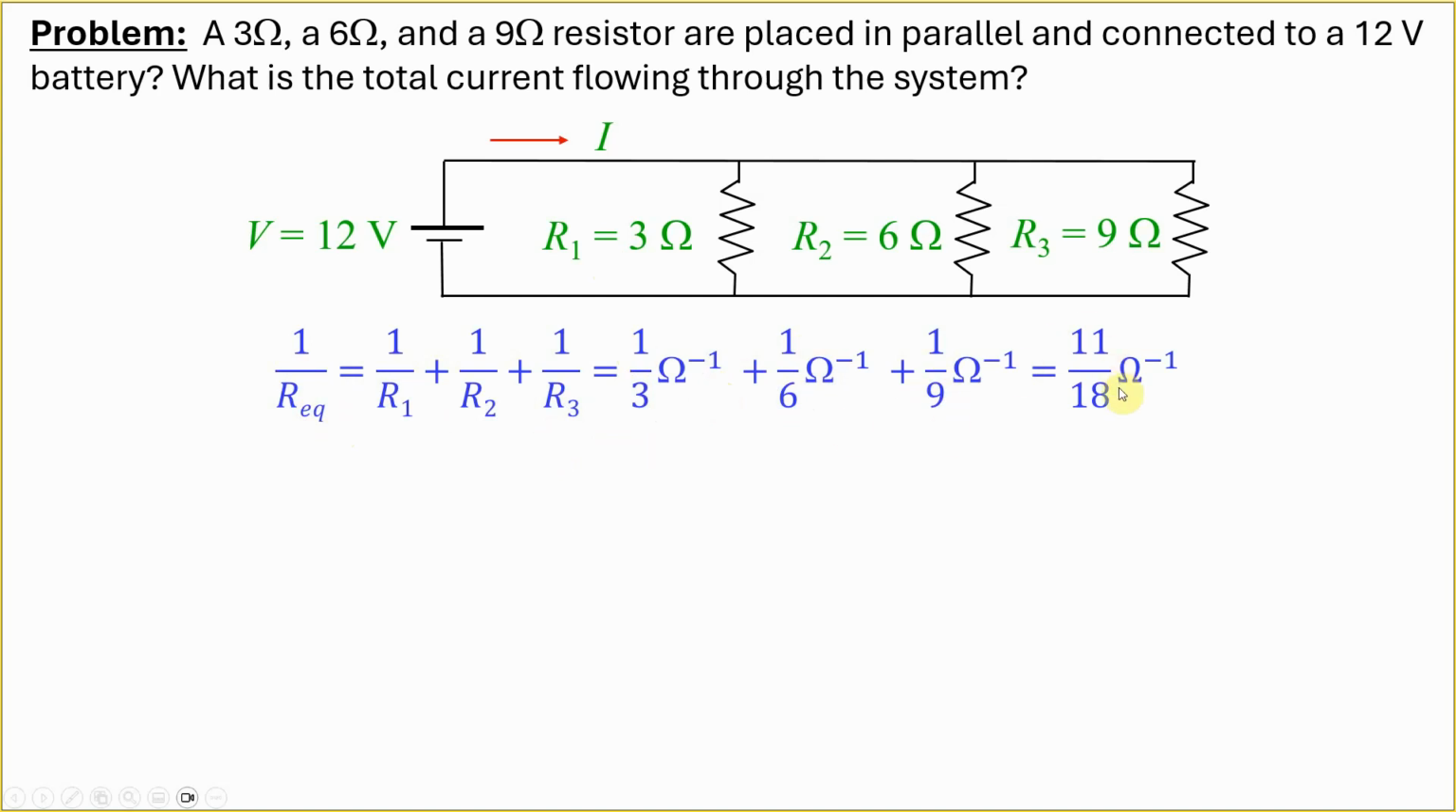And you get 11 over 18 ohm to the minus 1. But ultimately you need R, so you have to invert 11 over 18 and you get 18 over 11. So you get 1.6 ohms.